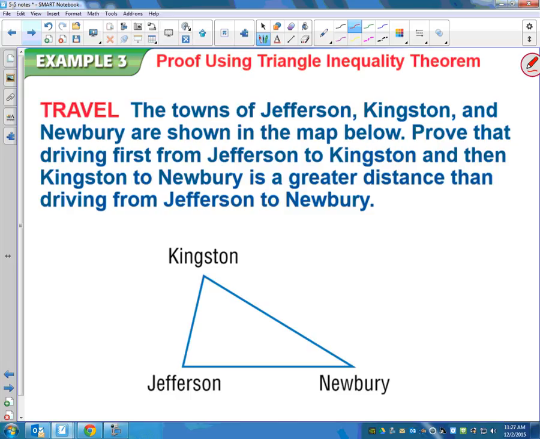Alright, so now how could we use this and do a proof with it? It says, the towns of Jefferson, Kingston, and Newberry are shown in the map below. Prove that driving first from Jefferson to Kingston, and then from Kingston to Newberry, is a greater distance than driving from Jefferson to Newbury. Well, like you could say, this is the dot on the map.